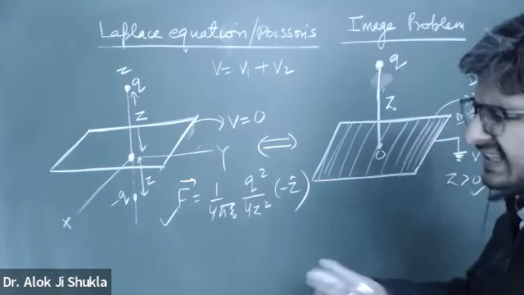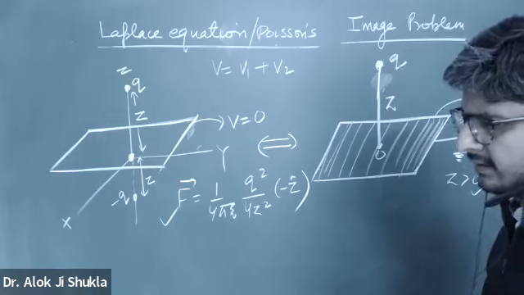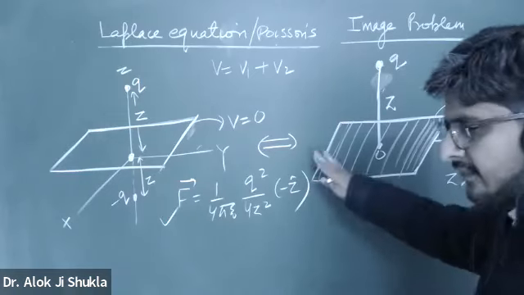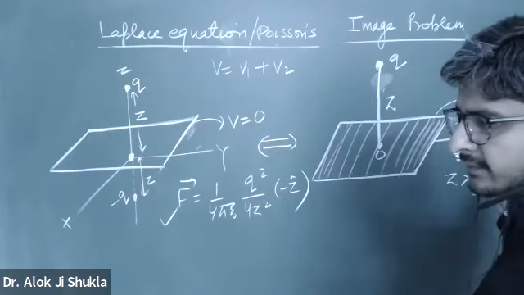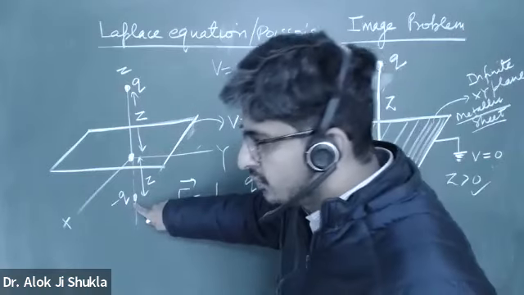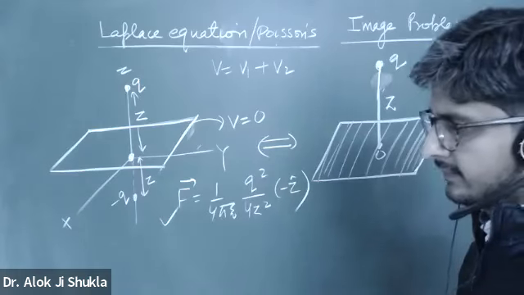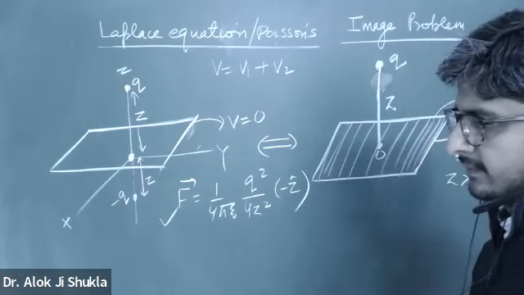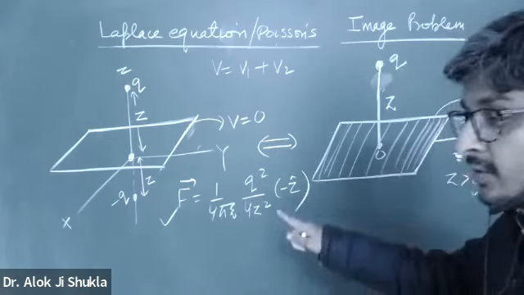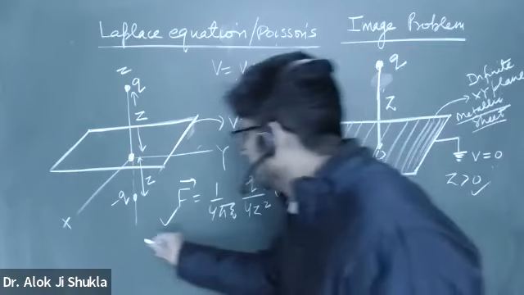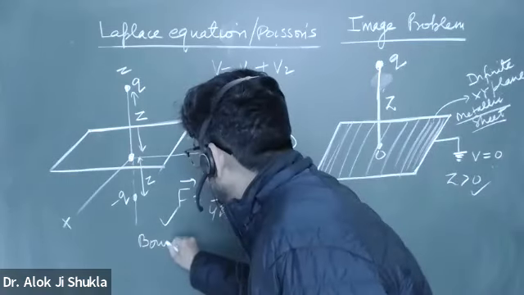अरे नहीं नहीं, ऐसे बात नहीं करेंगे। We will not talk like that. I have removed the sheet and I have put a minus Q charge here so that the boundary condition is maintained. ऐसे बोलेंगे। Sir, ऐसे कह सकते हैं मतलब potential zero रहेगी। Potential is still zero. Boundary condition is same. Yes.